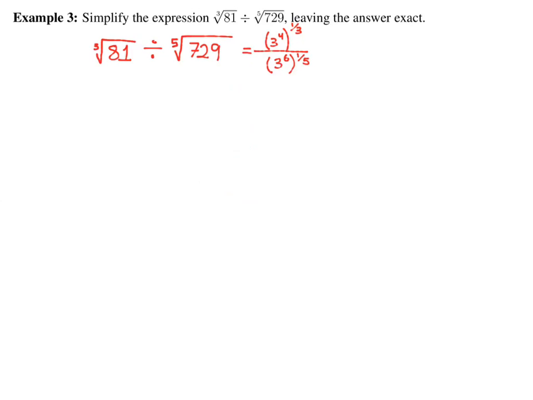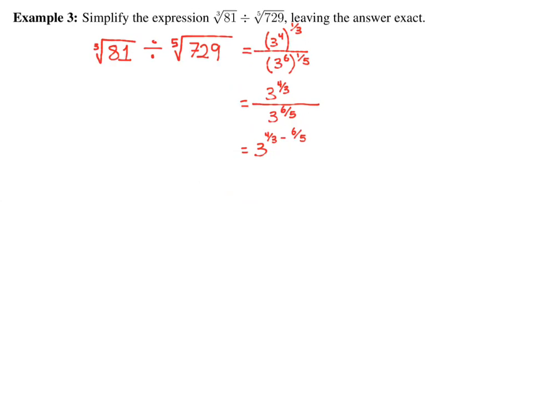729 is 3 to the 6th. So instead of the 5th root of 729, it's 3 to the 6th to the 1/5 power, all in the denominator, because it's on the other side of the divided by. Now, playing fun games with how powers of powers rule, that's really 3 to the 4/3 divided by 3 to the 6/5. And since we're dividing things with the same base, it's really 3 to the 4/3 minus 6/5.